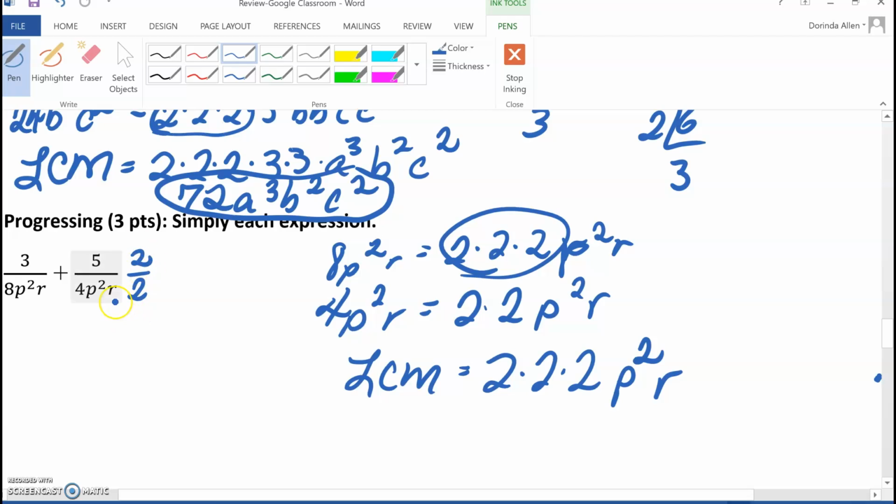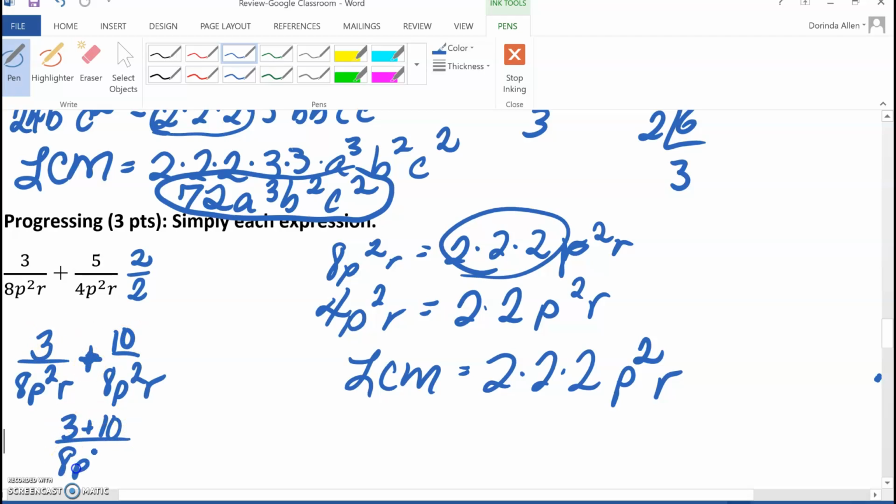So I'm going to multiply top and bottom by 2, so that I'm really only multiplying by 1. So I left that 3 over 8p squared r, 2 times 5 is 10, 2 times 4 is 8p squared r, and they should be the same. Now that they're the same, I can go ahead and add my top, so 3 plus 10 over 8p squared r, 3 plus 10 is 13 over 8p squared r.